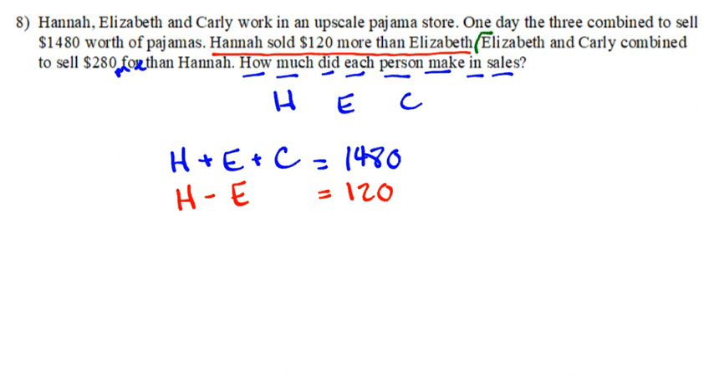With this statement down here, Elizabeth and Carly combined to sell 280 more than Hannah. Okay. Elizabeth and Carly combined. We're going to add theirs together. And what do we get when we add theirs together? We get Hannah's sales plus 280. Okay. They sold more than Hannah. So Hannah's sales plus 280 should equal Elizabeth and Carly. The parentheses are totally unnecessary.